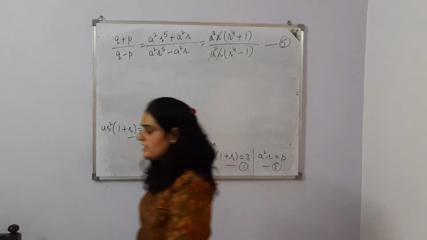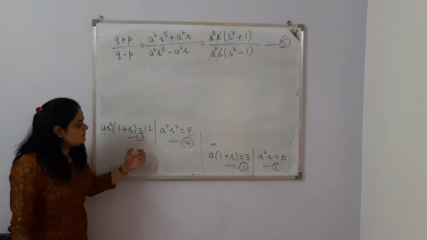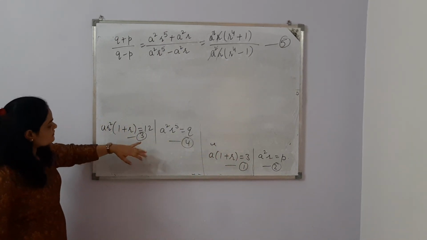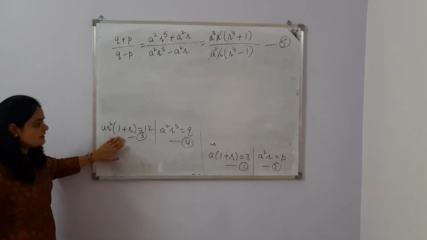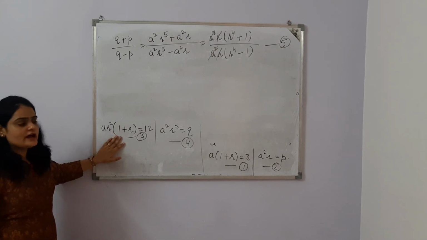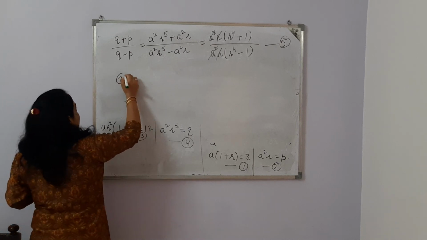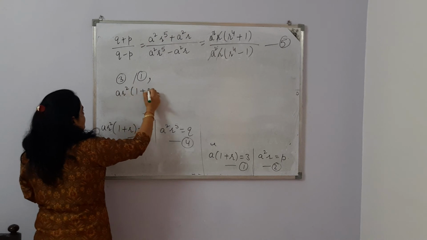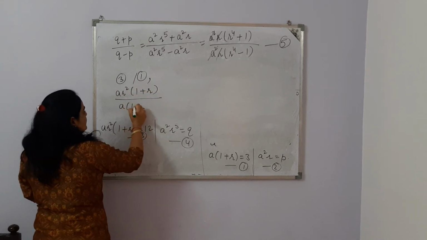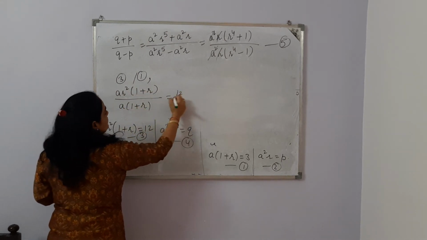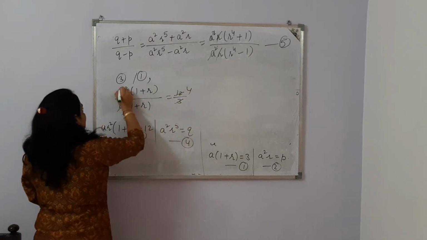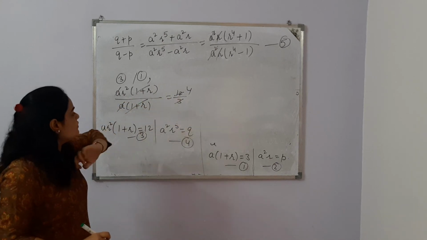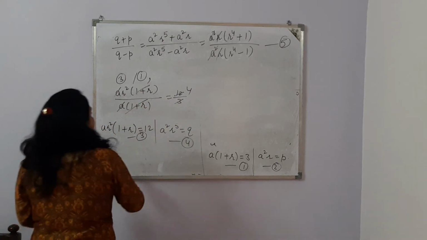We need the value of R now. We already used 2 equations, second and fourth, but we have 2 more equations, first and third. When we divide them, we can find the value of R. So 3 divided by 12: AR square into 1 plus R upon A into 1 plus R, is equal to 12 upon 3. A will cancel out with A, 1 plus R will cancel out with 1 plus R. R square's value is equal to 4.